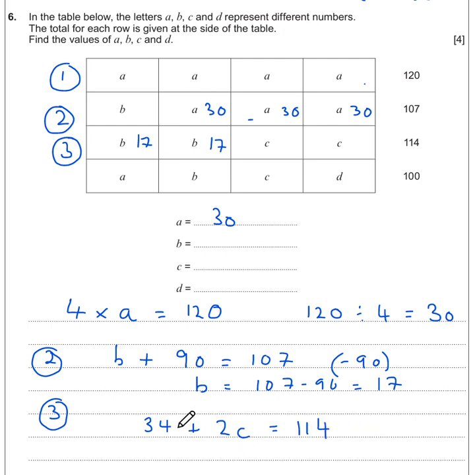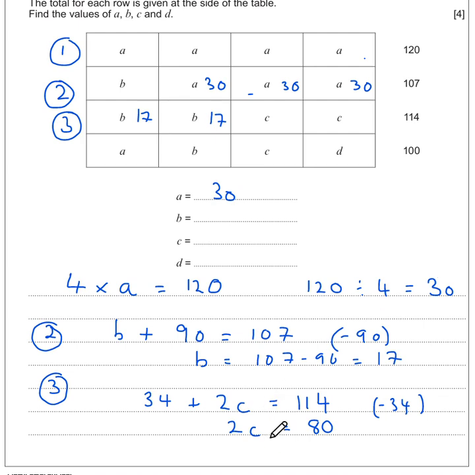Okay, so in order to solve this, let's take away this 34, and that'll tell us what this 2C is worth. We're going to have 2C is equal to, so 114 minus 34, that's going to give us 80. So obviously we've got 2C here. So in order to work out C, we're going to divide that into 2. And C is going to be 40. So let's just update our little table here.